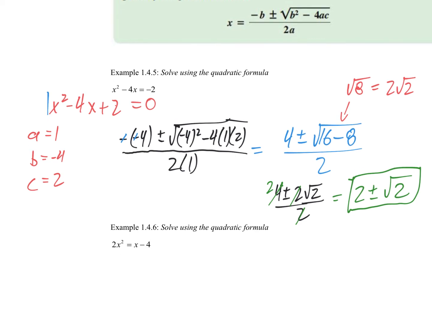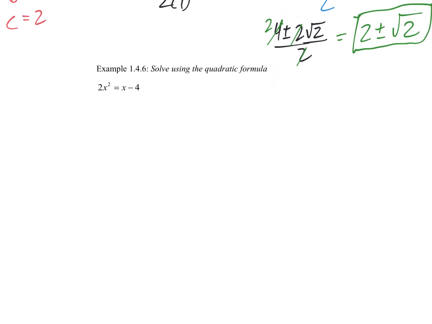Let's try another one using the quadratic formula again. Once again, we need to get it equal to 0. So let's move these two back to the other side. 2x squared minus x plus 4 is equal to 0. Take a second, identify your a, b, and c, and you should get 2, -1, and 4 for those numbers. And then let's go ahead and set it up. So go ahead, pause, set it up if you want, and check against what I have.